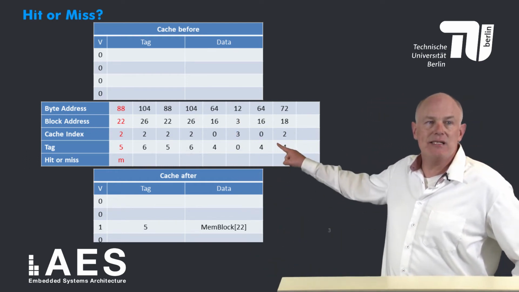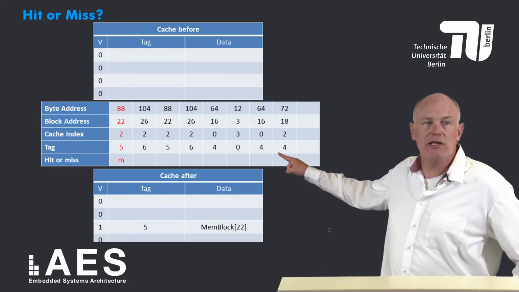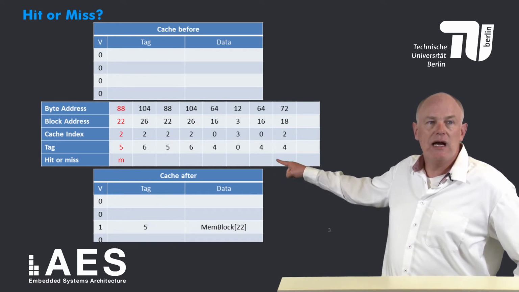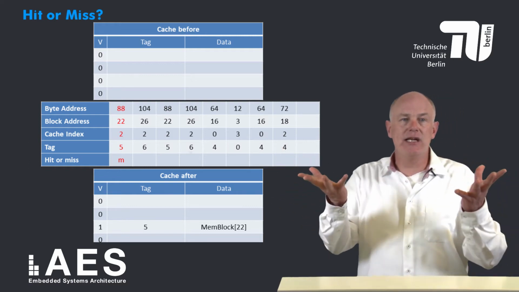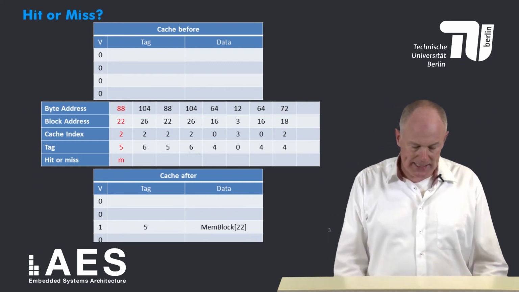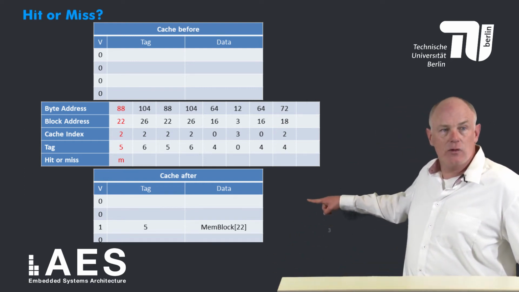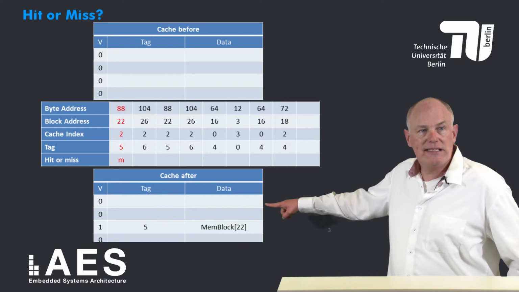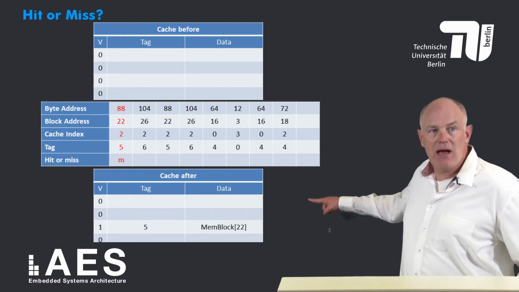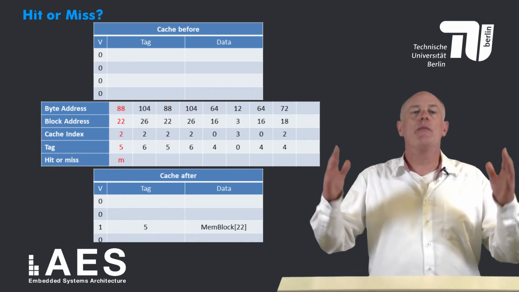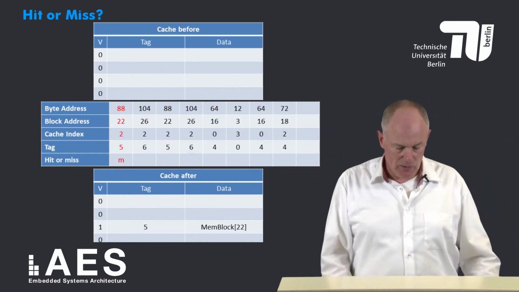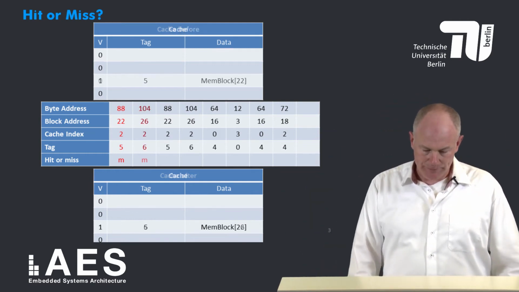And then we access byte address 88, corresponding to block address 22. This maps onto cache index 2 and the tag is 5. And because our cache is initially empty, it will be a miss. And at cache index 2, with tag 5, we will store memory block 22. Not only the byte 88, but all the bytes in that memory block.